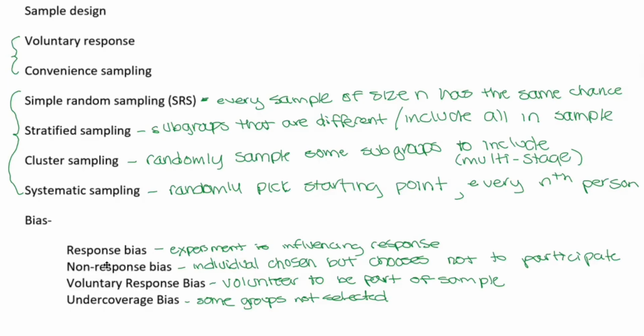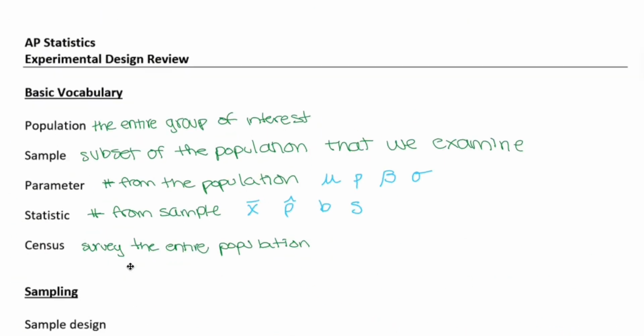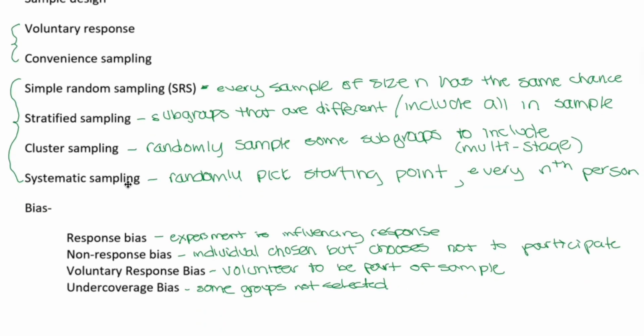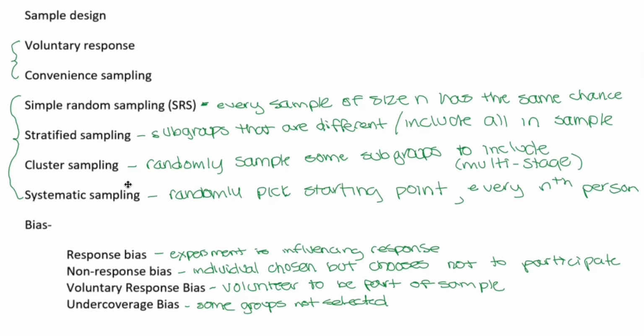Non-response bias is when an individual is chosen but chooses not to participate. That will be similar to voluntary response, but remember that they are different biases. Non-response bias is also like when I throw out a questionnaire to a group of people, but some people are not willing to respond, and I will be asking myself what the reasons behind those non-responders are, which will be related to our conclusion.